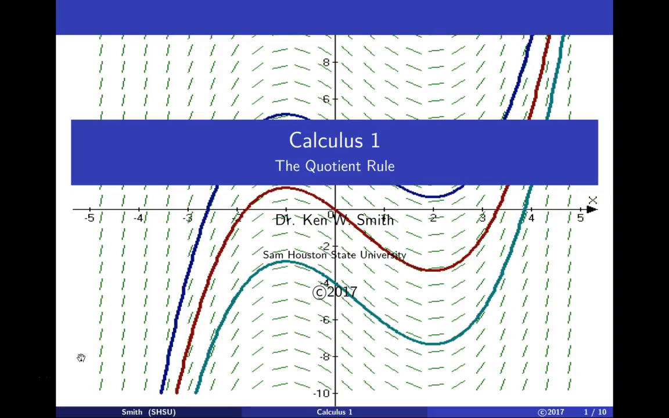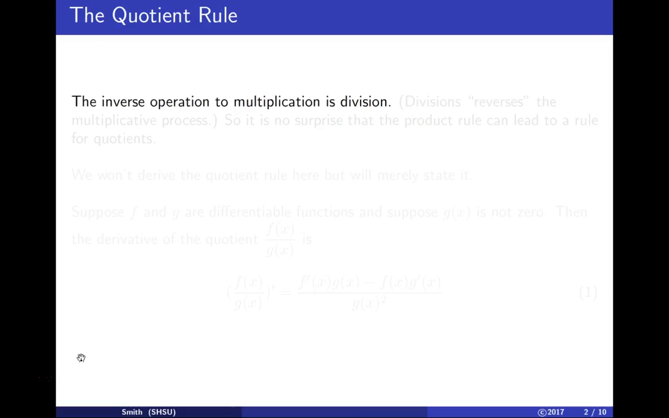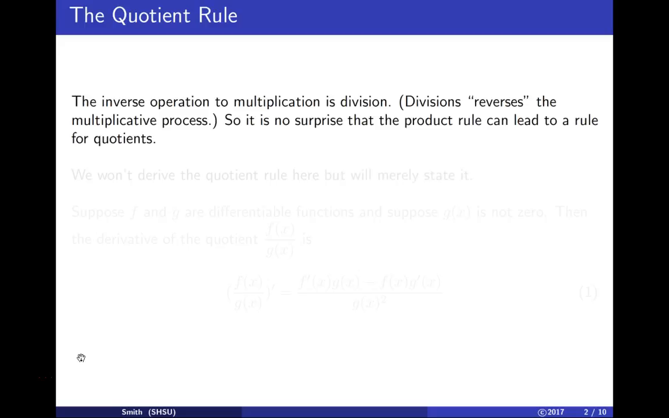In this lecture, we describe the quotient rule. The inverse operation to multiplication is division. Division reverses the multiplicative process, so it's no surprise that the product rule can lead to a rule for quotients. The quotient rule we're getting ready to describe is going to look similar to the product rule in some ways. We won't derive the quotient rule here, but we'll merely state it.